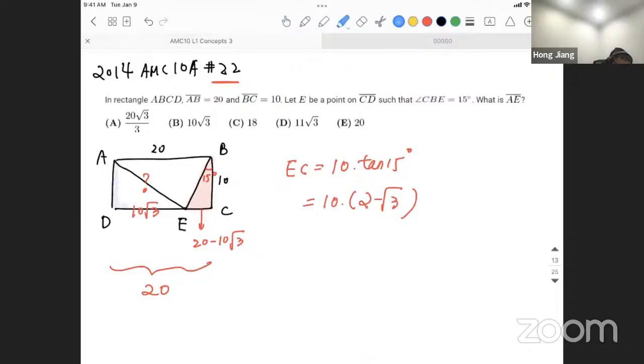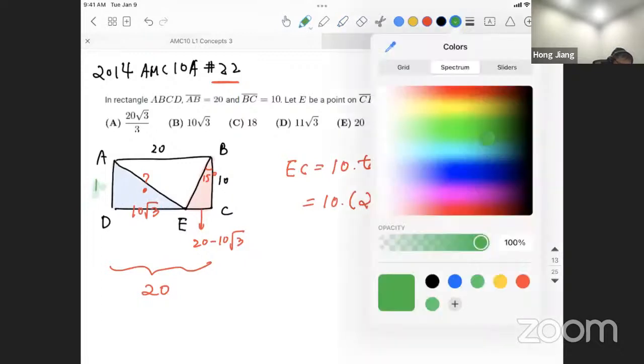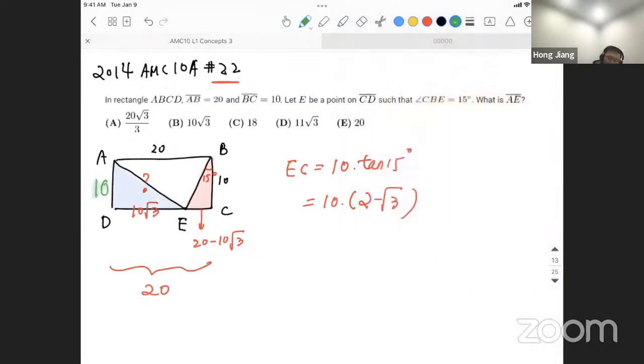Let's go to this right triangle and use some Pythagorean theorem. Solve the problem in 2 seconds. This side is 10, and this side is 10 root 3. And the hypotenuse is what? It's 20. So AE equals 20. That's it. QED.